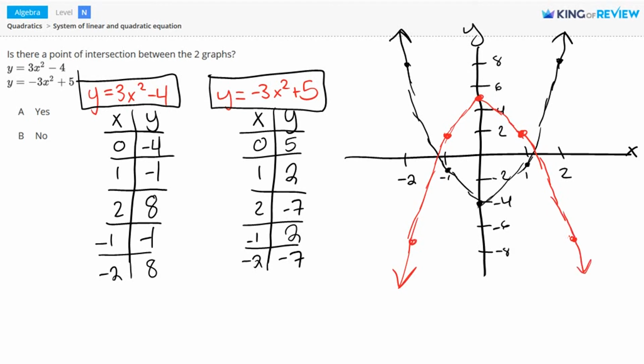The first equation was a parabola that opens upward, and this equation is a parabola that opens downward. And you can see that there are 2 points of intersection between these two graphs. So the answer is A. Yes, these two graphs do intersect.